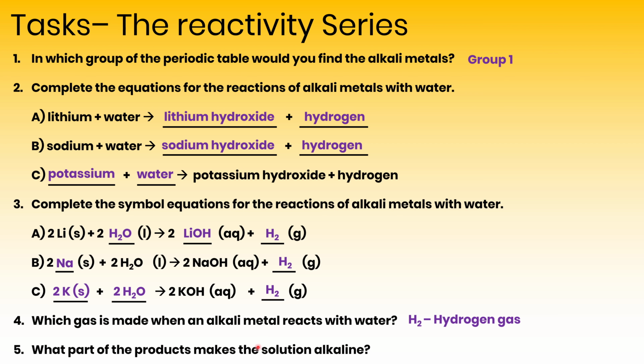What part of the product makes the solution alkaline? You'll notice in the product, that means after the arrow of all of the equations, you'll see hydroxide, hydroxide, and hydroxide, and in the formulae you have this OH part here. If you ever see hydroxide in the name of a compound, or OH in its formula, then you're looking at something that's an alkali. So, the part of the product which makes the solution alkaline is hydroxide, or OH.